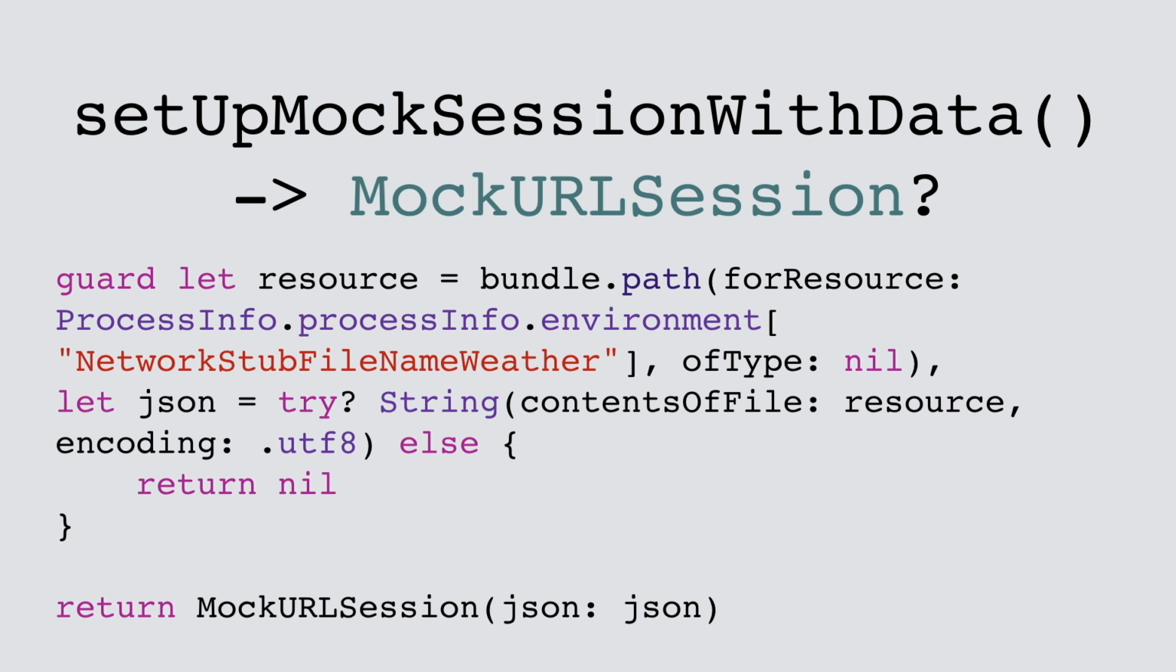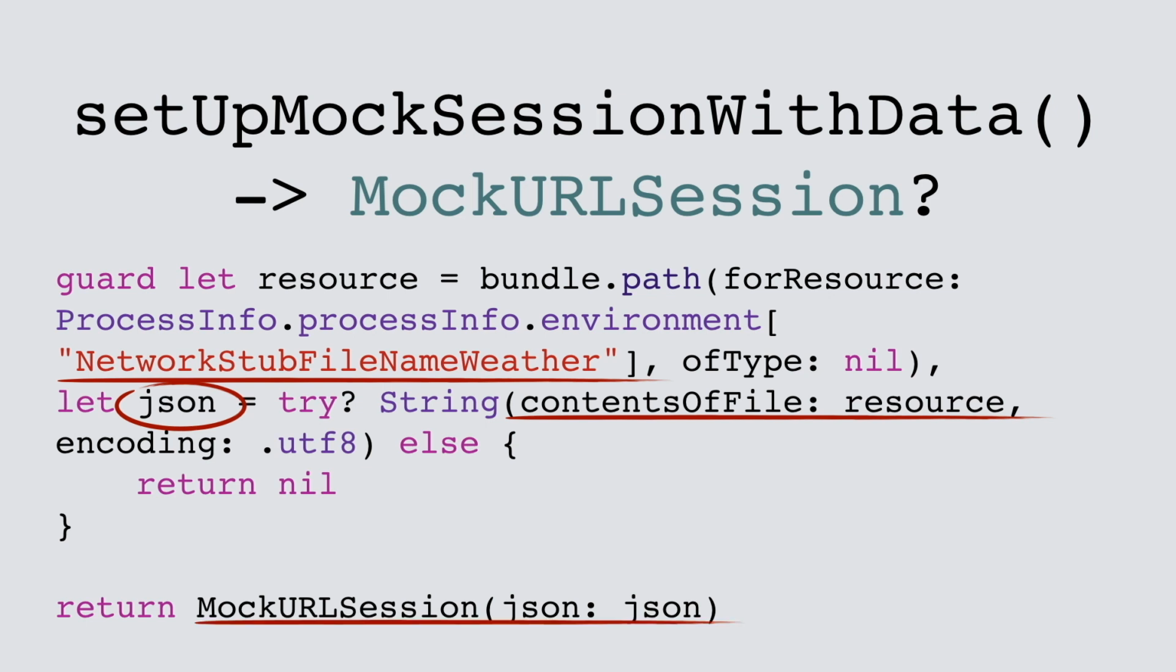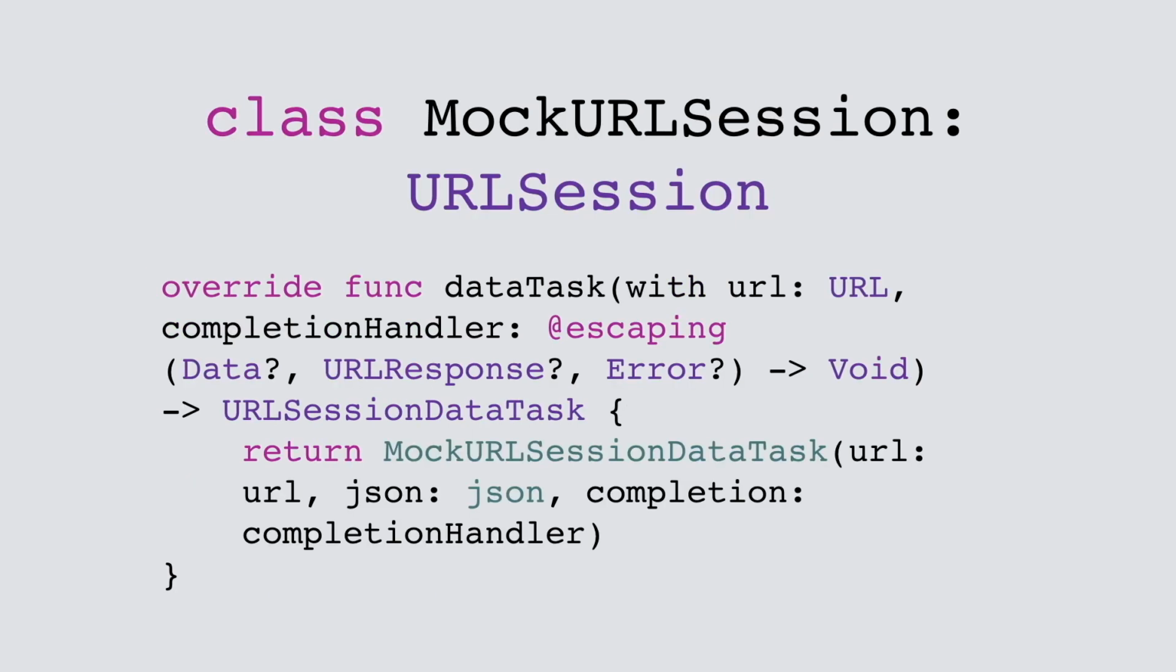Then, in order to retrieve this JSON data, we access this key and use that to create our JSON strings. This is a bit of code, and I don't want to go through it in too much detail, but this mock session is what's important. This mock session takes the data file that we just created, and it simply overwrites our data task. What it does here is return a mock session data task instead.